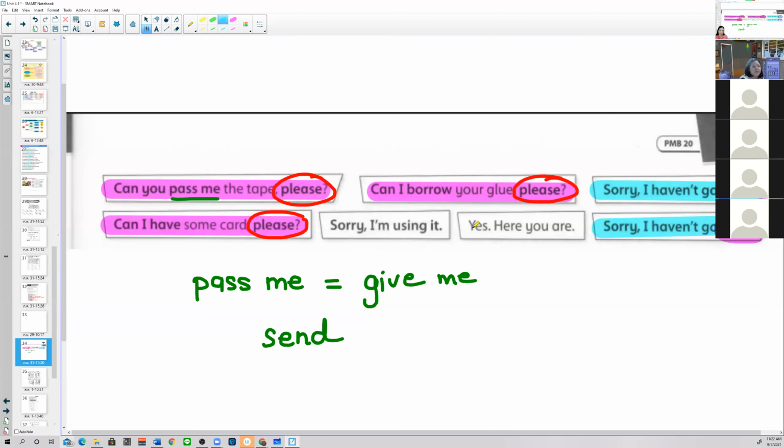Also, this one could be another answer. Yes, here you are. Here you are is another way of saying it when you give something to someone. You can say, yes, here you are. Make it more interesting, not just yes, and then hand them something. It sounds not impolite, but if you add the words here you are, it makes it softer. Another option from here you are, you can just say there you go.